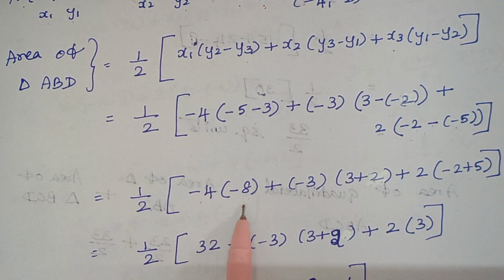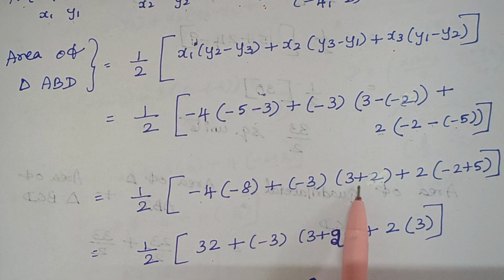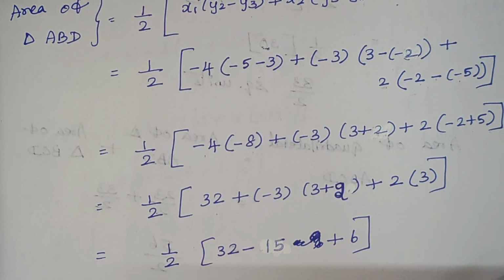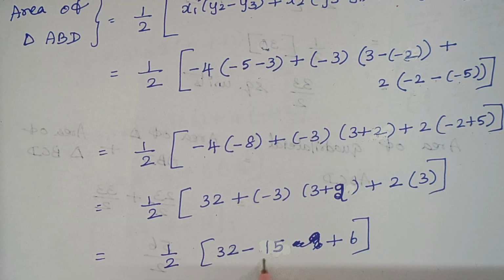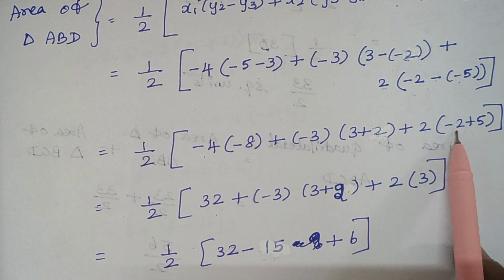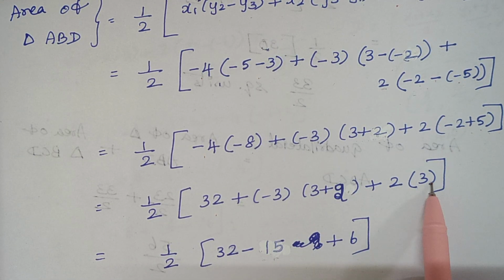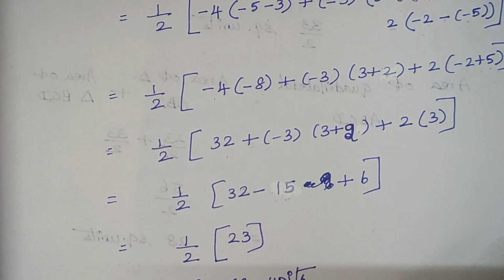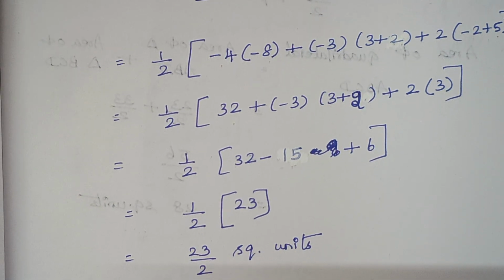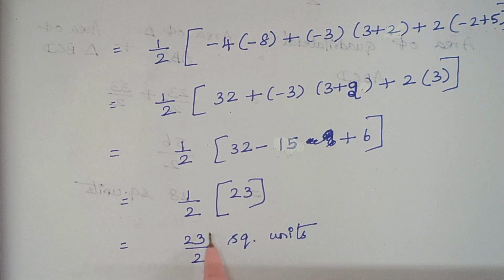So minus 4 into minus 8 gives plus 32, and minus 3 into 5, right? So 3 plus 2 is 5, and minus 3 into 5 gives minus 15. And here minus 2 plus 5 gives 3, and 2 threes are 6, which is plus 6. Now when you simplify, finally you get the answer as 23, so 1 by 2 of 23. So the area of this triangle is 23 by 2 square units, right?